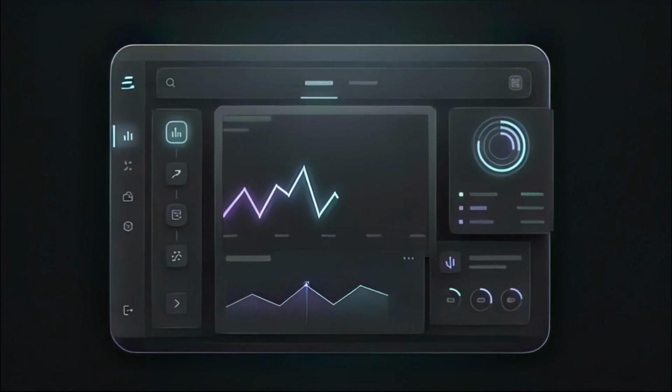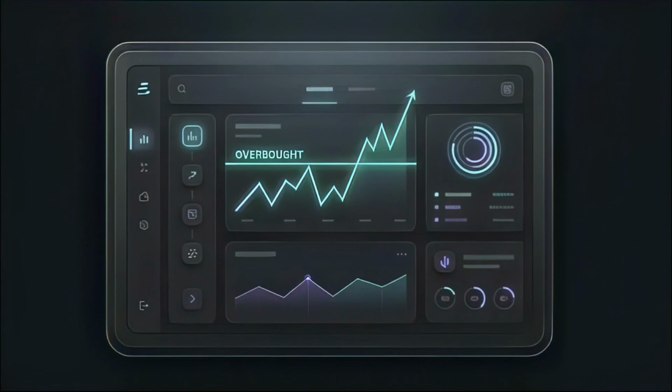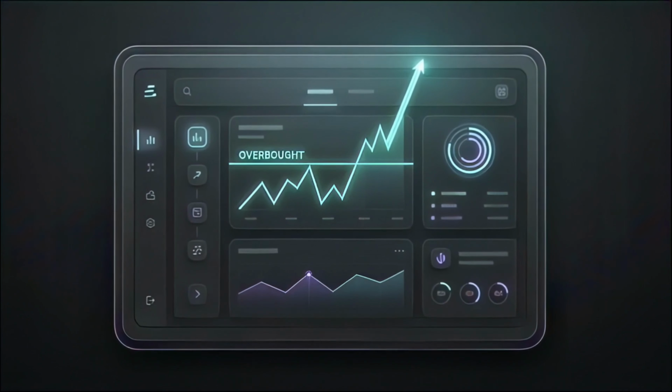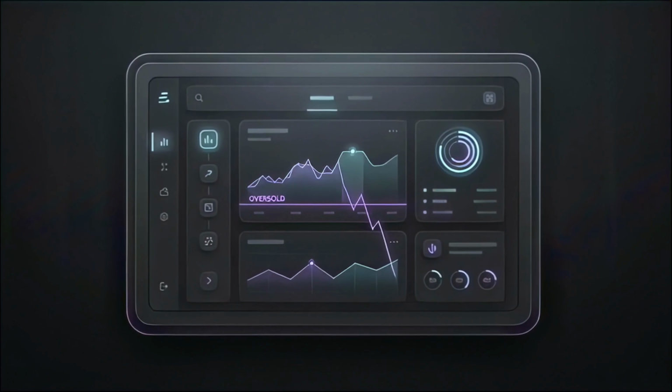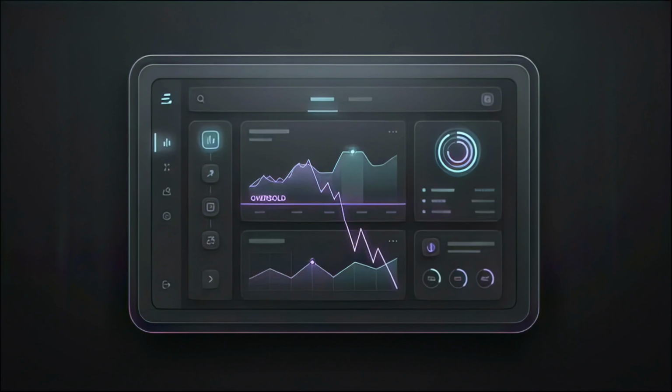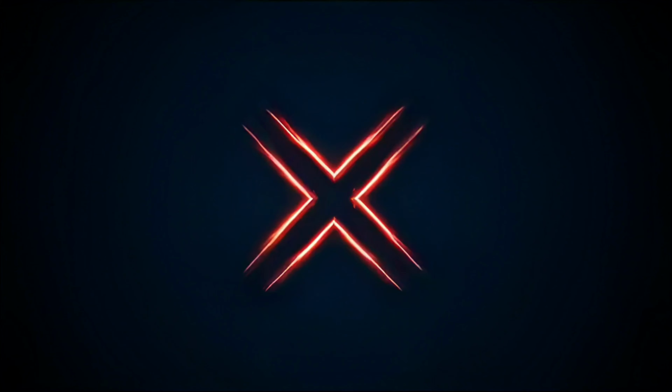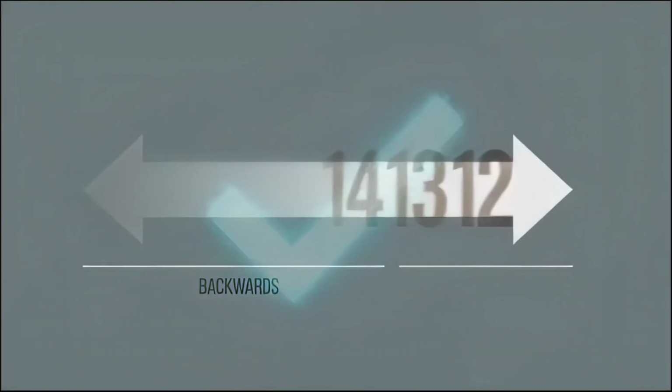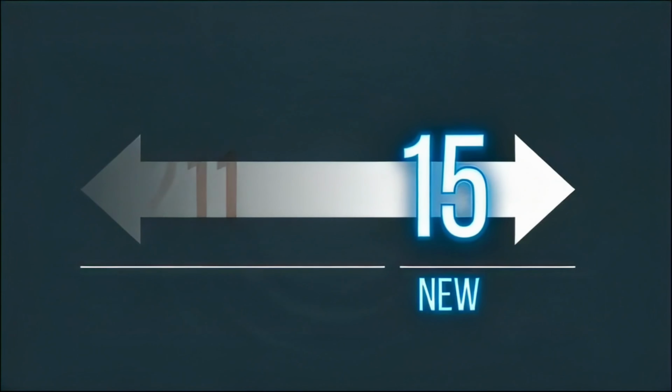The line pushes up into the overbought zone, you take it as a sell, and price just keeps climbing for another hour without you. Or it dips into oversold, you buy, and it sinks straight through. So you decided the tool is useless. It is not. You were reading it backwards, on numbers built for a different era.